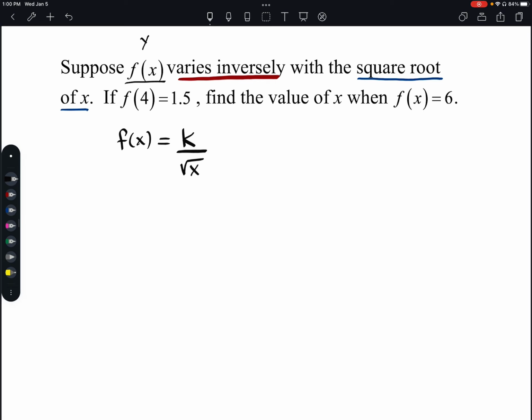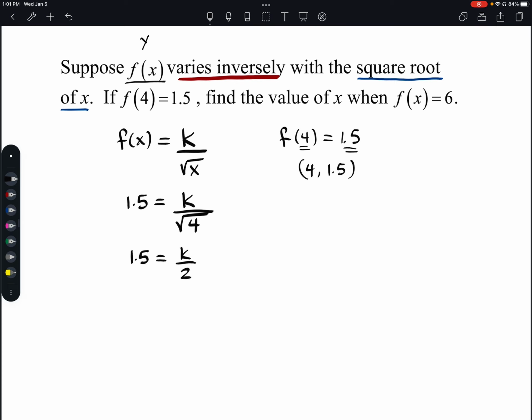Okay. And they give us this point: f of 4 is going to equal 1.5. We know that our input is 4, our output is 1.5. It's like the point (4, 1.5). So let's put in our 1.5 for our f of x. We've got our k here, and then we're going to divide by the square root of 4. So 1.5 is going to equal k divided by 2, which means that k is going to equal 3.